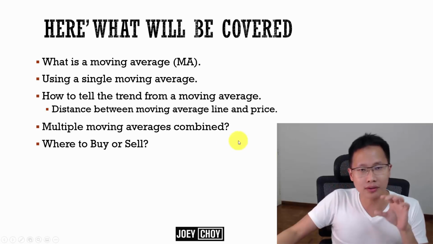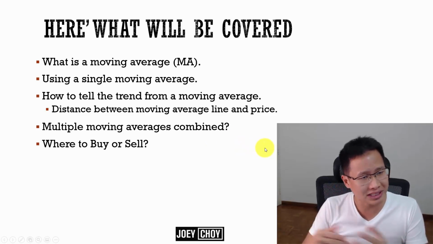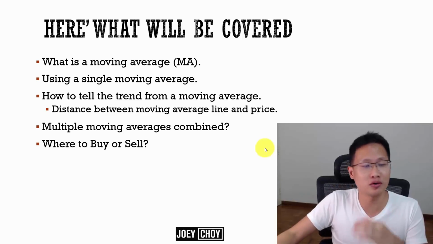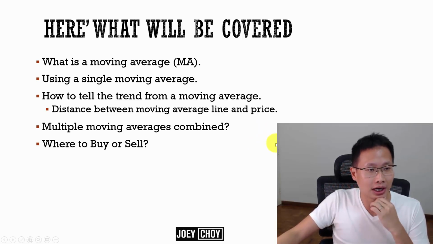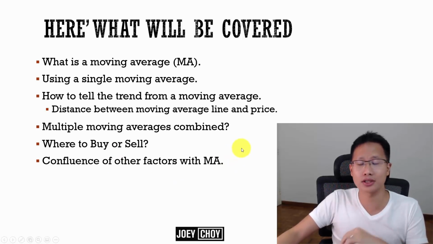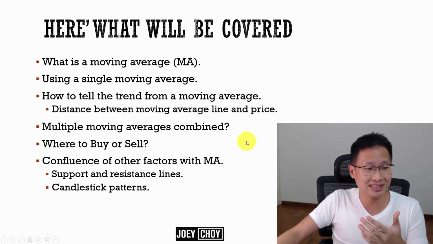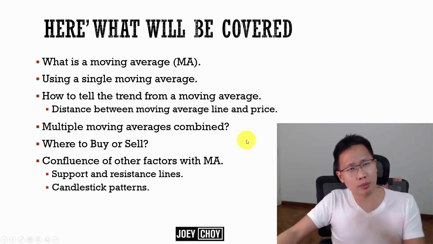So these will all be covered. We'll find out where the zones are. I call them the hot spots, some call it the area of value. I call it the hot spot, the sweet spot, or the hot zones. That's where you want to focus on buying and selling, combined with the moving averages. So we look at the confluence of other factors with the moving average and not just using the moving average alone. We look at support and resistance lines, and of course some candlestick patterns that we want to find. So this is what will be covered.